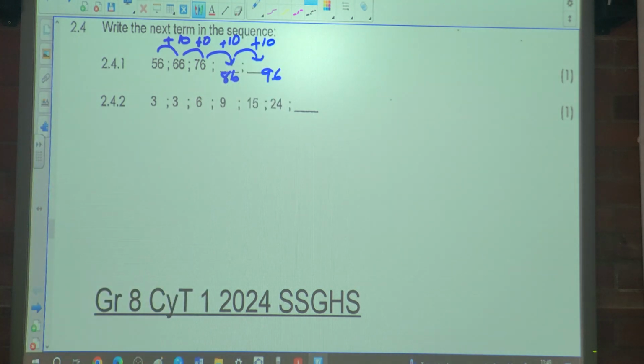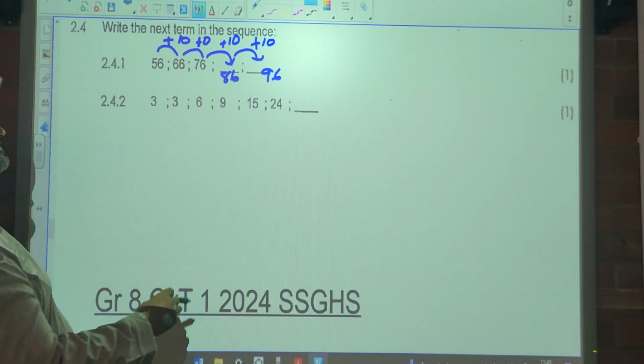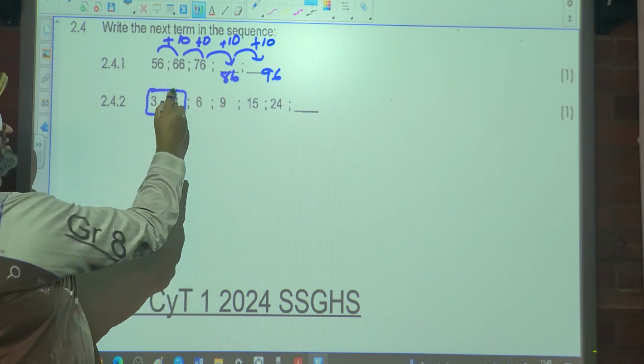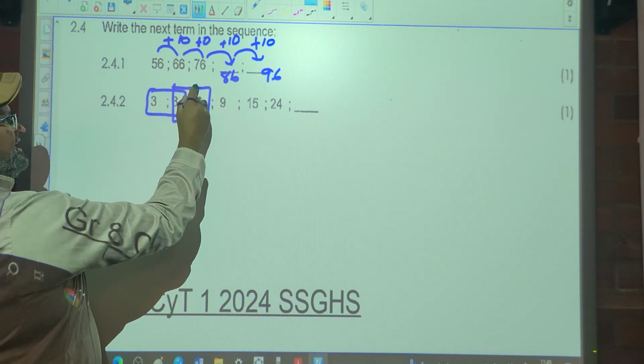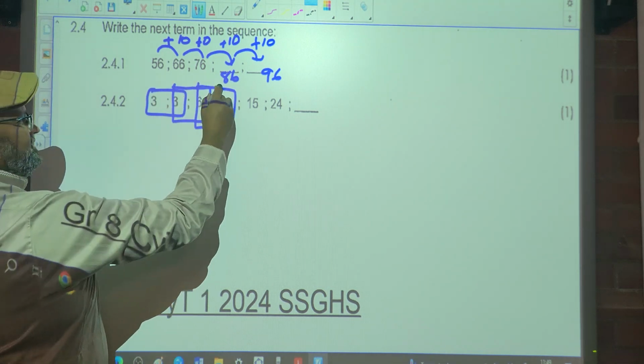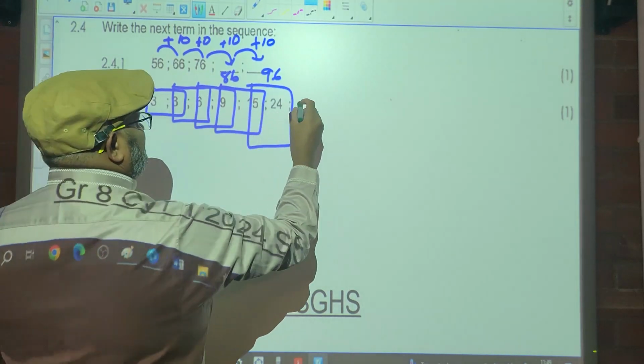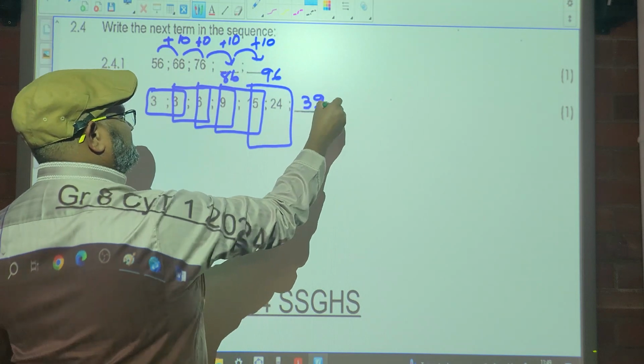Okay, just look at 2.4.2. How do I get from 3 to 3 to 6? You add 3, and 3 gives you 6. 3 plus 6 is 9. 9 plus 6 is 15. 15 plus 9 is 24. 24 plus 15 is 39. So I'm looking for 39.